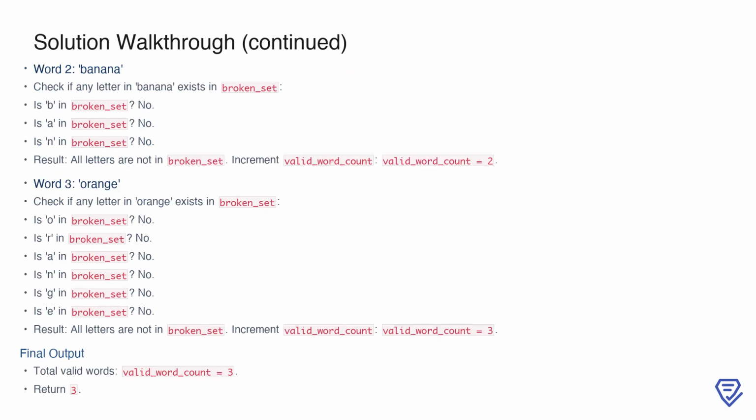The second word is banana. Checking each letter, none of them, B, N, are found in the broken set. This means banana is also valid, and we increment the count to 2.